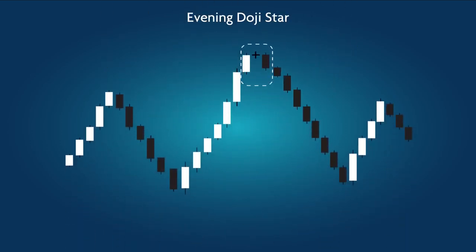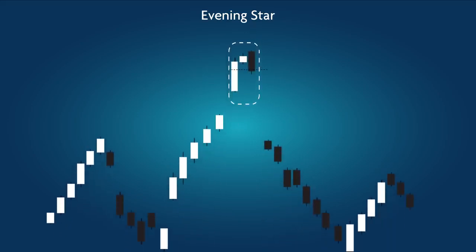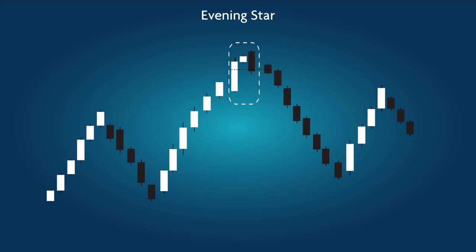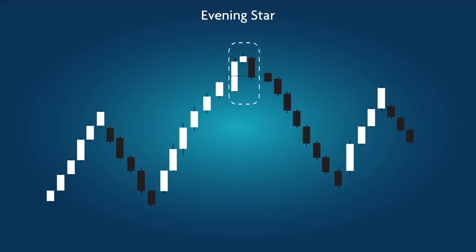Evening doji star, a bearish pattern in which the doji heading the trend indicates pattern reversal, and the black candle following it falls at least halfway below the body of the clear candle preceding the doji. Evening star, a bearish pattern. At the trend's peak is a narrow range candle indicating pattern reversal. The black candle following it falls at least halfway below the body of the clear candle that precedes the narrow range candle.